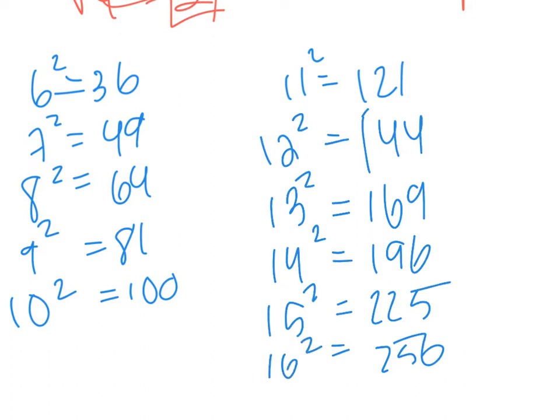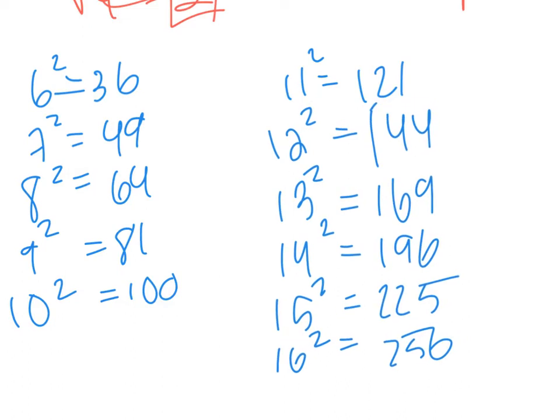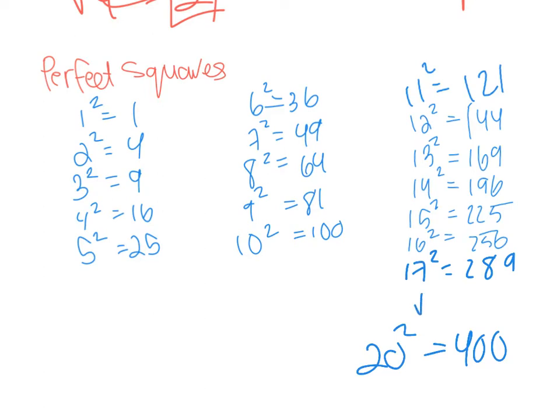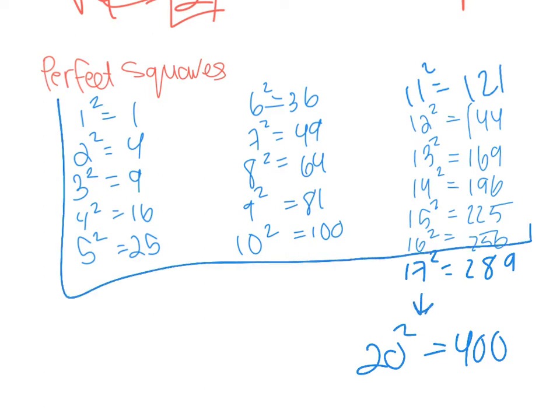Okay, so these are the ones that I expect you guys to know off the top of your head. It would be nice if you could get up to 400, because that's just 20 squared. After 16, 17 times 17 is 289. It would be nice if you guys could fill in the rest, but these are the absolute ones that you need to know without a calculator. So basically 1 through 16 squared you need to know, because we need to be able to find these perfect squares off the top of our head.